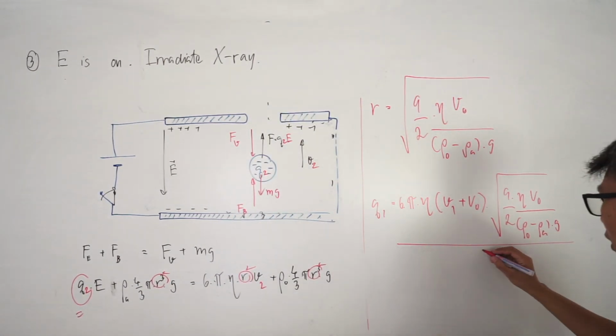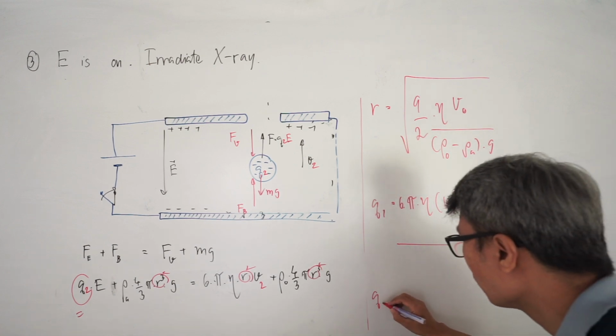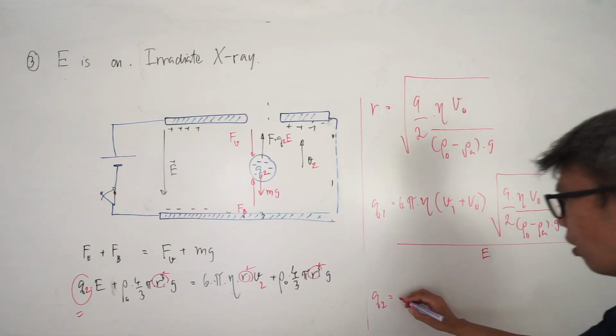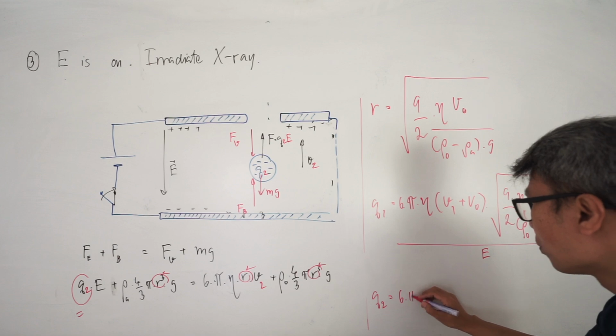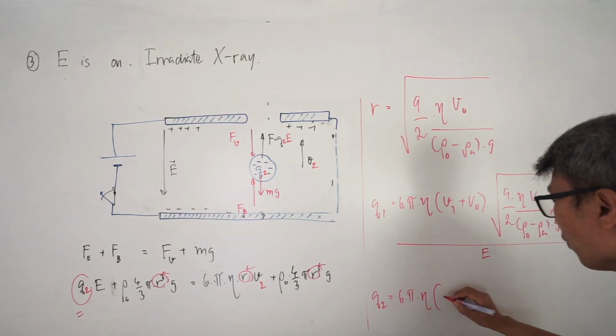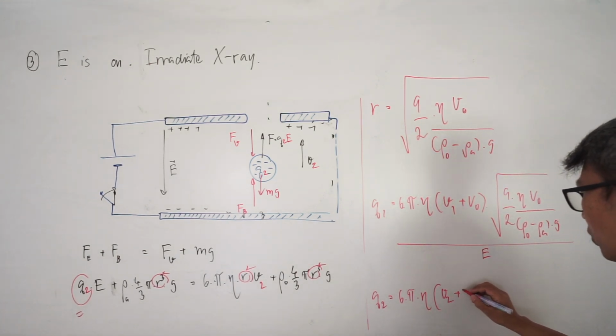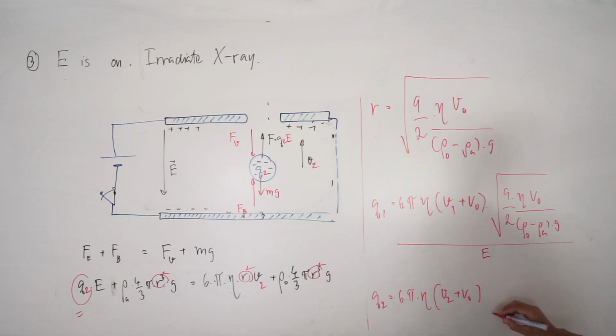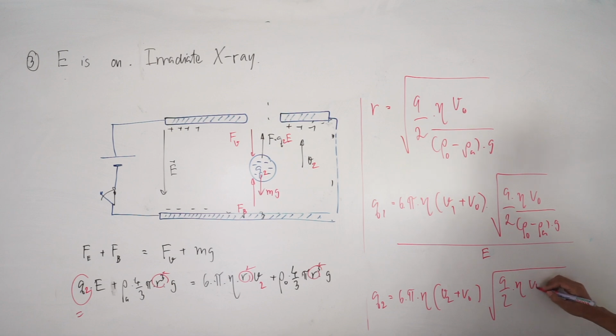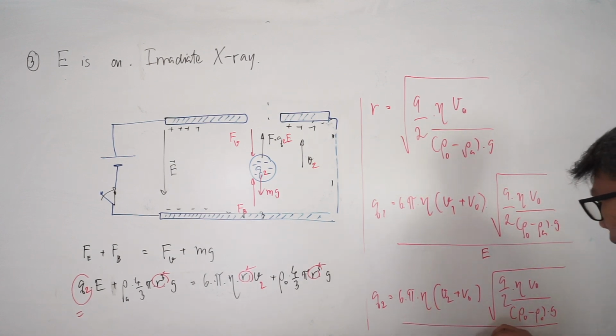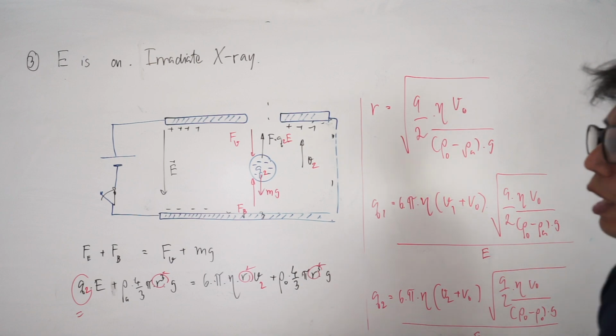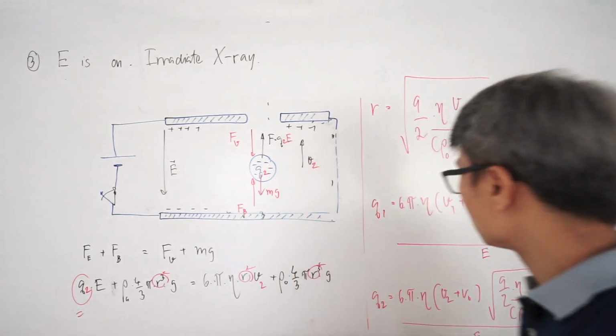And if you rearrange this to calculate Q2, it is quite straightforward: you calculate it as a function of 6 multiplied by pi multiplied by eta multiplied by (V2 plus V0), multiplied by this square root of eta V0 divided by the difference of the densities, multiplied by g, and divided by the magnitude of the electric field, which we just keep constant.